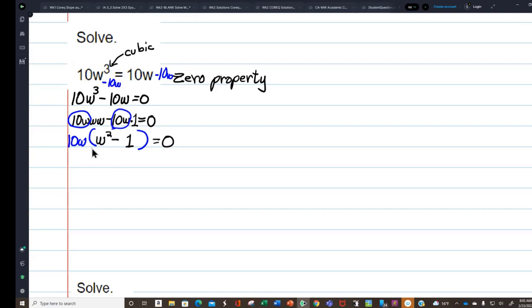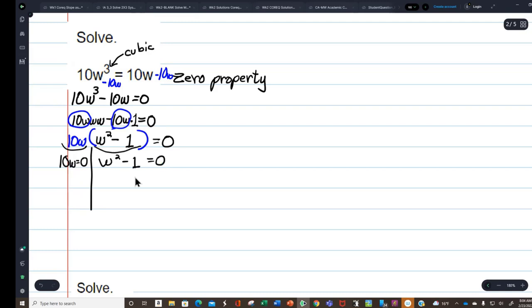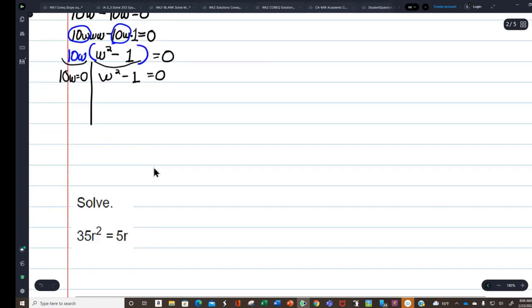So what I'm going to do now, this is a factor. This is a factor. So I'm going to do this. 10W equals zero. And W squared minus one equals zero. So over here on the left, I am going to solve this little equation very easily. I divide both sides by 10 and zero by 10. And that's going to give me W equals zero. If you put this in your calculator, 0 divided by 10 is 0.